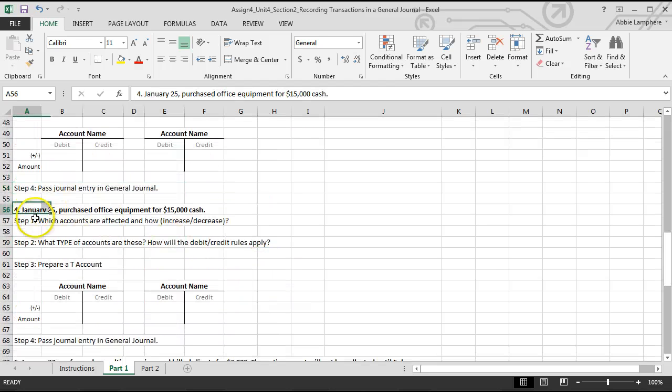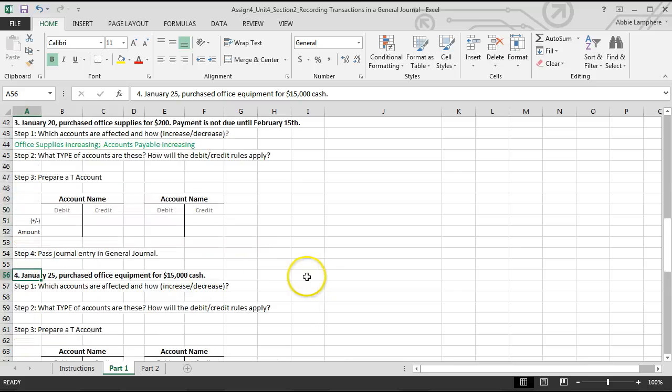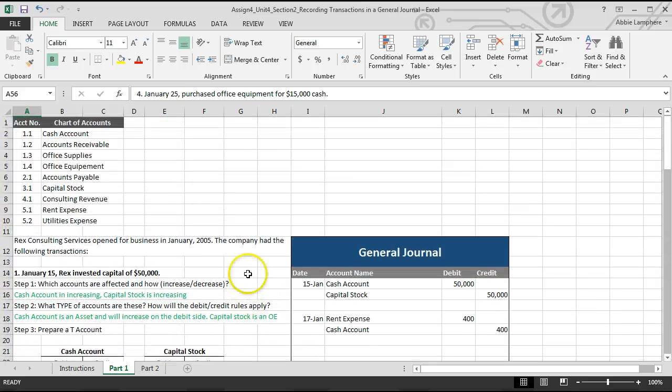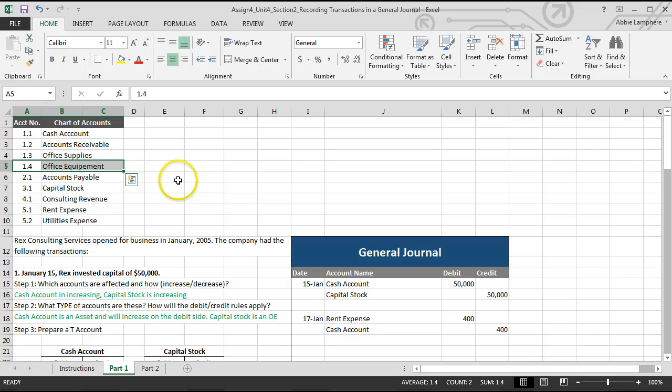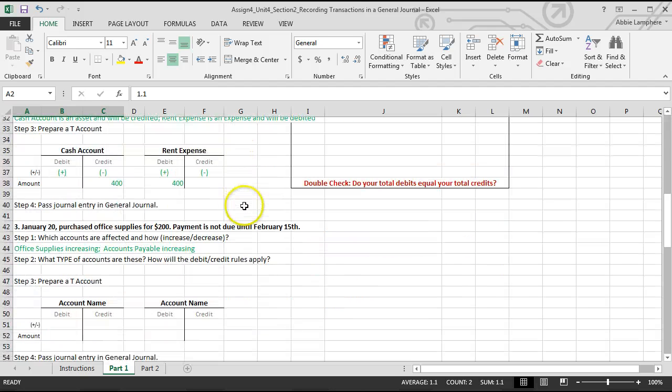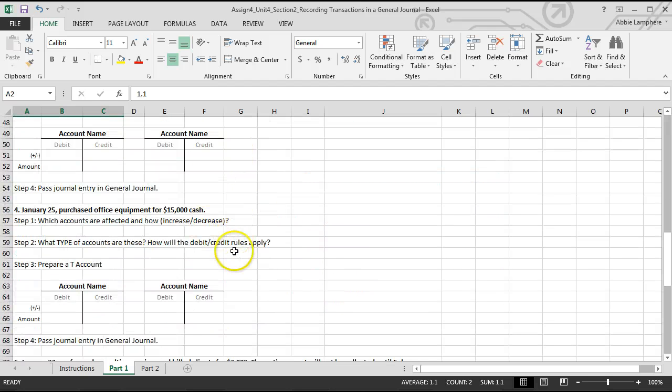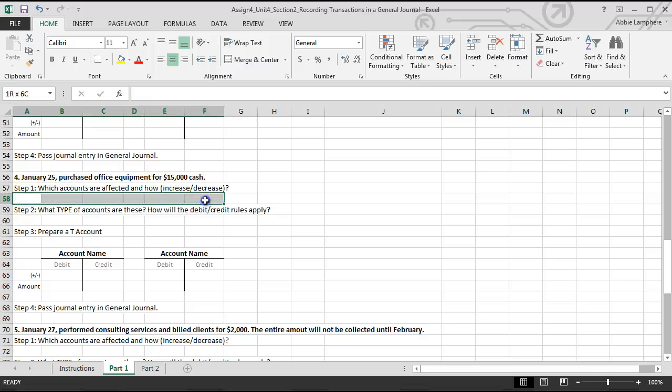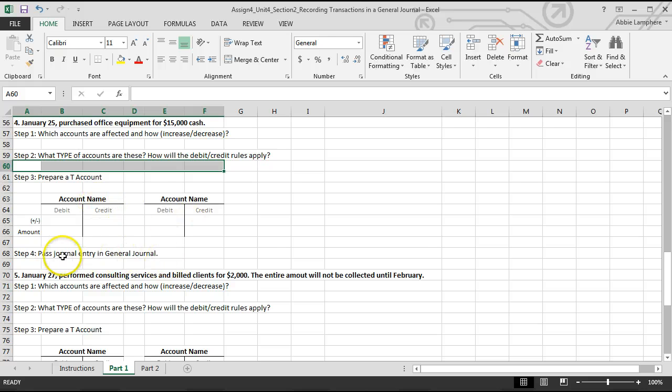This next transaction, January 25th, purchased office equipment for $15,000 cash. That one should be pretty simple. Look up here, we purchased office equipment. So that's going to affect our office equipment account for $15,000 cash. So obviously that's going to affect our cash account. It doesn't say we're paying later or bought on credit or bought on account. So it's directly affecting our cash. Okay, so fill that information in here, then complete the next steps to classify those accounts in your T accounts and pass the journal entry.